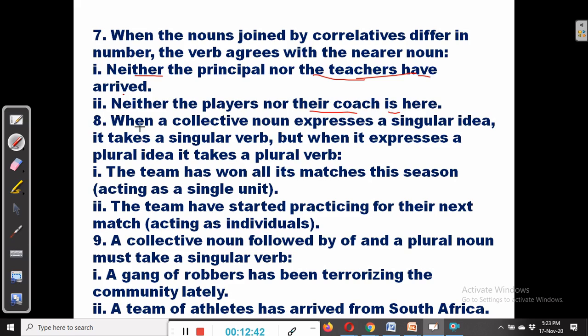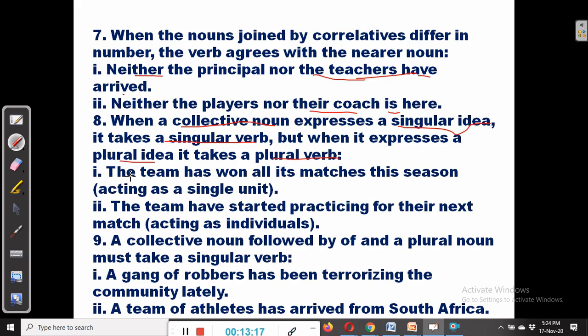Now rule number 8: when a collective noun expresses a singular idea, it takes a singular verb, but when it expresses a plural idea, it takes a plural verb. So we are talking about a collective noun, and when it expresses a singular idea, it takes a singular verb, but when it expresses a plural idea, it takes a plural verb. So let's look at how it works.